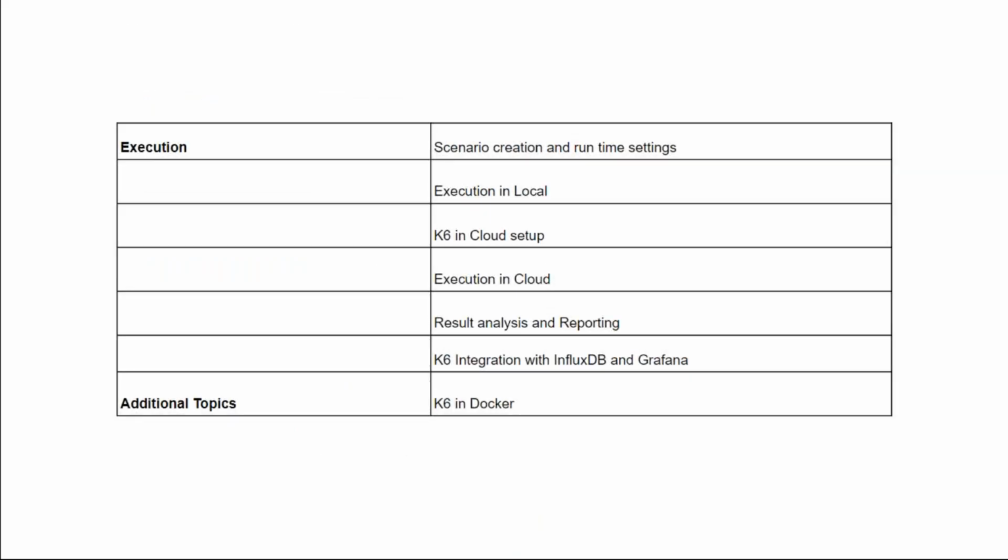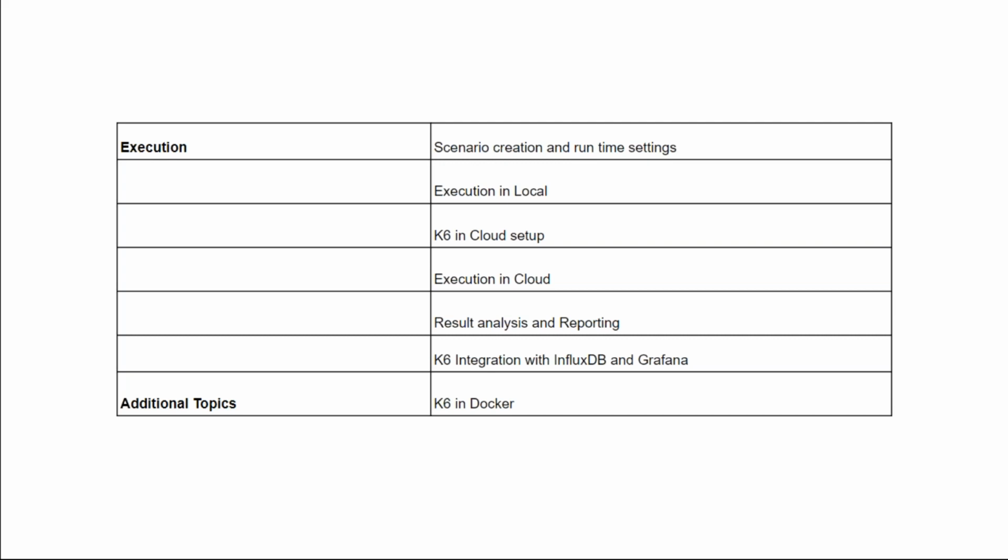Then once your scripts are available, we'll learn how to execute these scripts, how to create the scenarios, how to apply the scenario settings, runtime settings. And there are a couple of ways you can execute this, either in your local or in the cloud. K6 also has a cloud option, a SaaS option. If you don't want to maintain the load generators at your premise, K6 provides a SaaS option. So we'll also see K6 in cloud and execution in cloud.